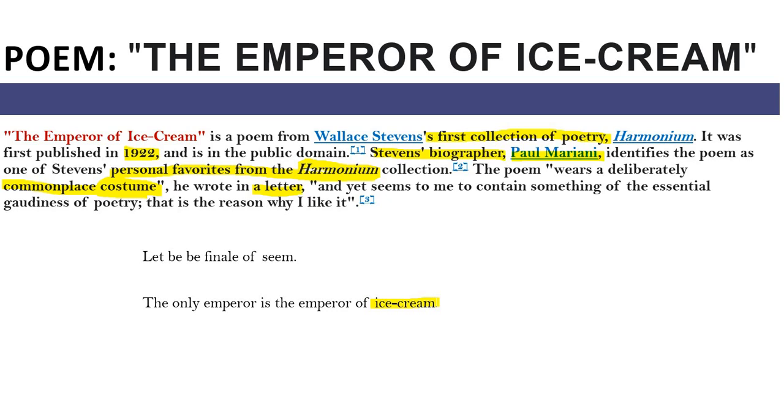And it is also why there is the emperor of ice cream, because it is considered and also compared with the costume, the commonplace costume, and it has some gaudiness on it. So that was all about the poem that can be considered for Wallace Stevens.